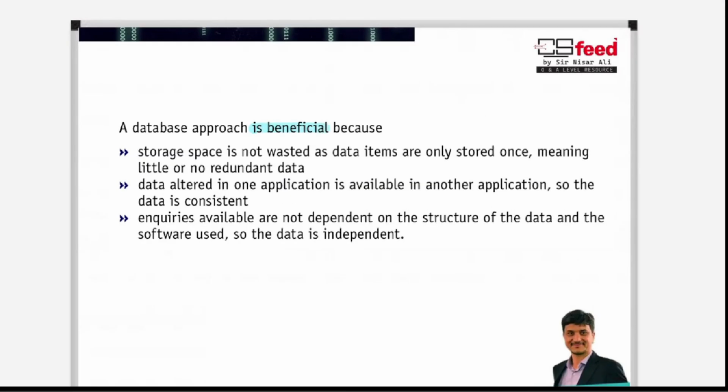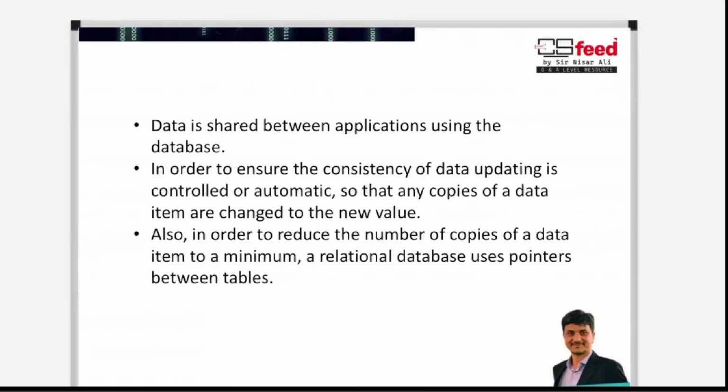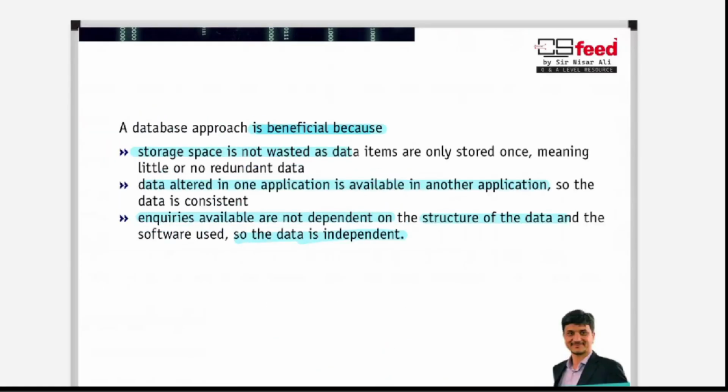So the benefits of the relational databases are that the storage space is not wasted, and data altered in one application is available to another application. Inquiries are not dependent on the structure. So it doesn't matter whether the staff number is in the fifth field or the second. The inquiries will not depend on that. So the data is independent from the inquiries. This is the way relational databases work.